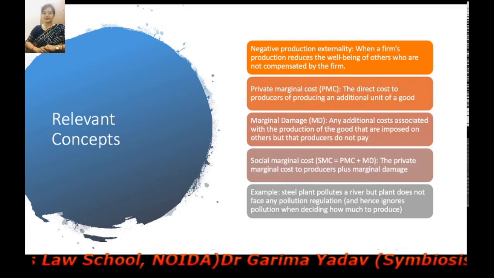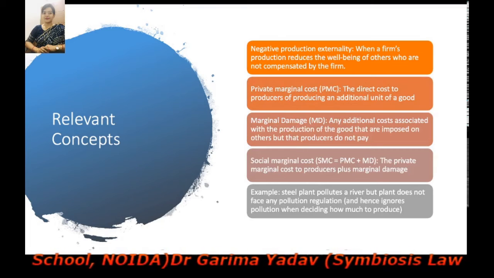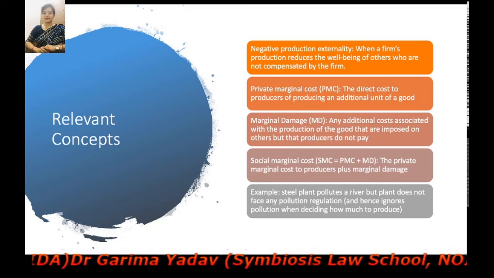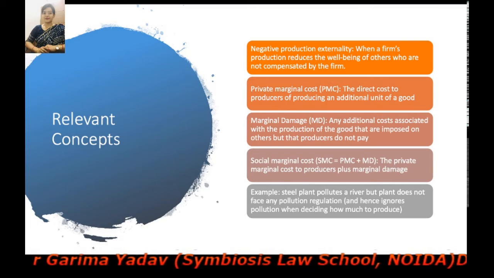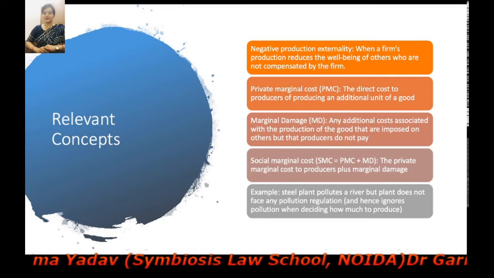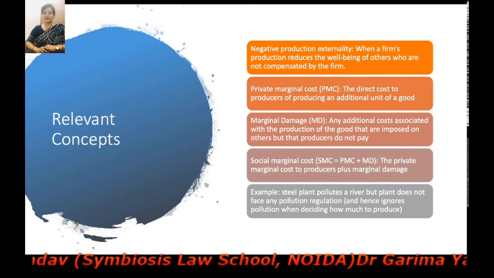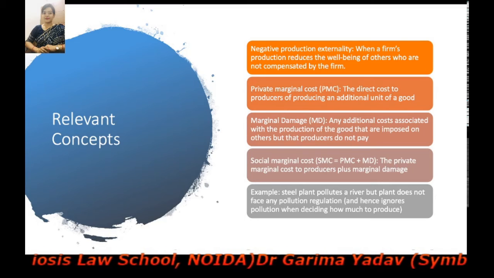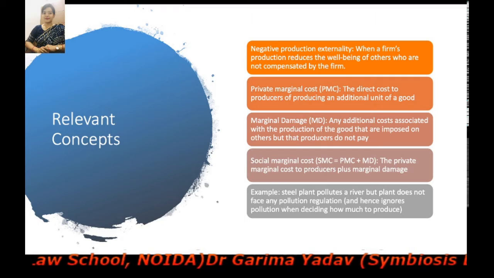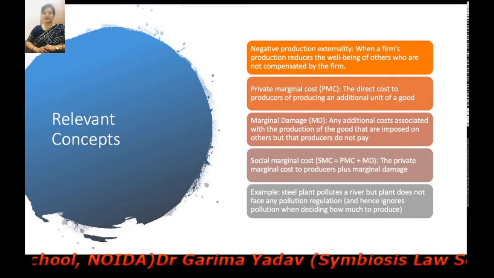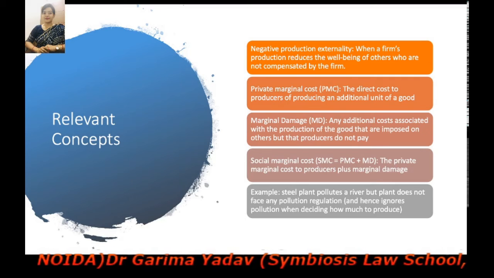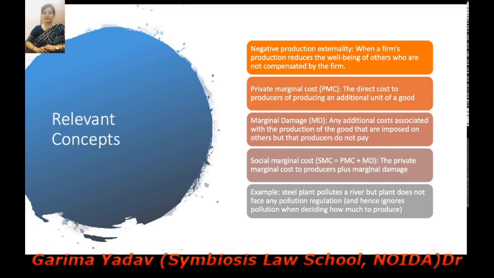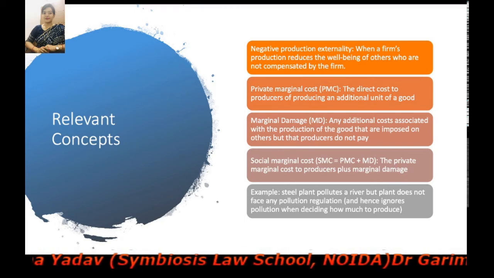The next concept, or sub concept, in externality is the negative production externality, which is when a firm's production reduces the well-being of others who are not compensated by the firm. Along with this, we have a few more important concepts like private marginal cost, marginal damage, and social marginal cost. Now, what is PMC, or private marginal cost? It is the direct cost to producers of producing an additional unit of a good. So it is like any other marginal concept in economics.